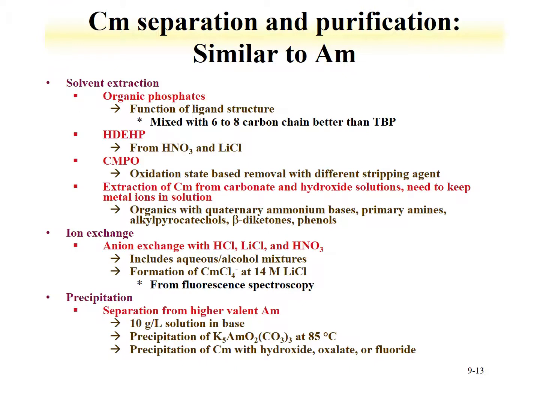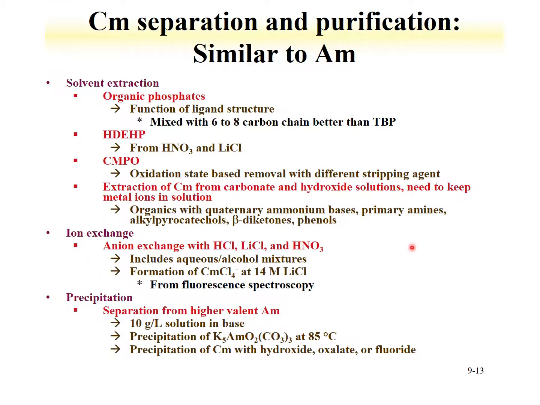Curium separations are very similar to what we've already described for americium. So this is just a review. Again, tributyl phosphate can be used, not at the high acid concentrations that are useful for plutonium and uranium, but at lower acid concentrations. HDEHP can be used in nitric and lithium chloride systems. CMPO, curium can be treated similar to what was described for the americium.